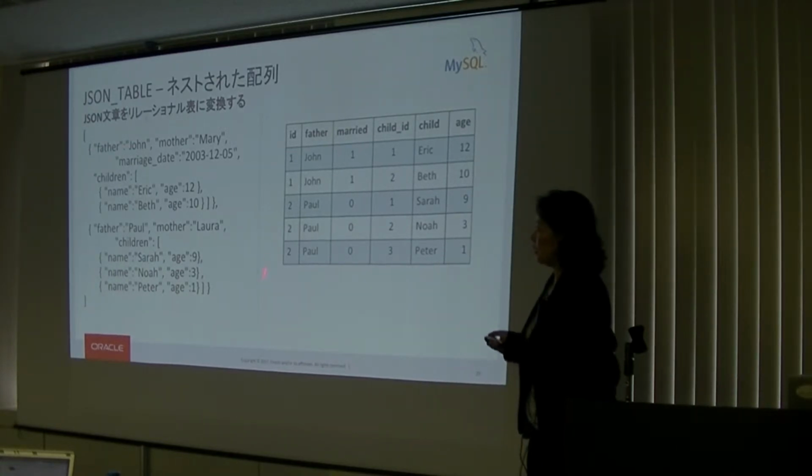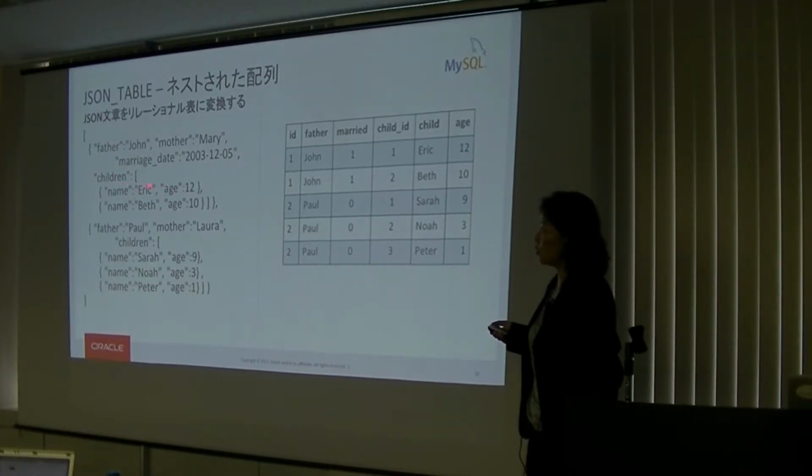So example here, I have an array of families. Family 1 has father John and mother Mary. They're married, they have marriage name. Then there is a nested array inside this array. Then this array is named children. And family 1 has 2 children, Eric and Ben. And family 2 has 3 children. And this children is array. So this is a top level array of families. And within each family, we have a nested array of children.